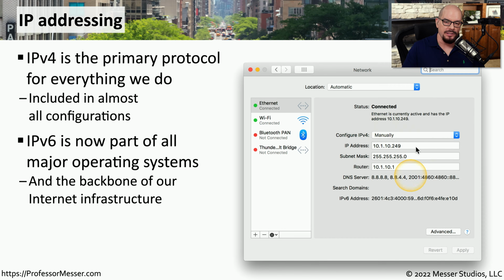These are the IP addresses on my device. I have both IPv4 addresses and IPv6 addresses that have been assigned to my computer. This means that I can communicate to any other device on the internet, either using IPv4 addresses or IPv6.